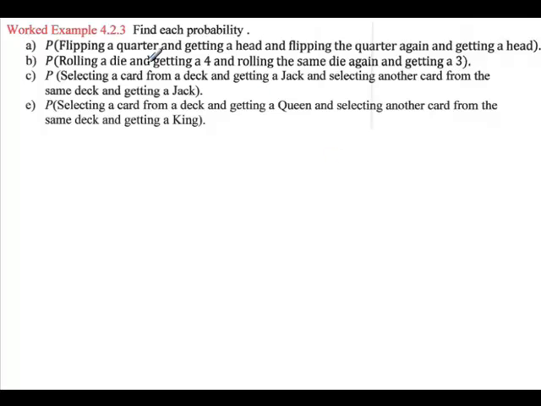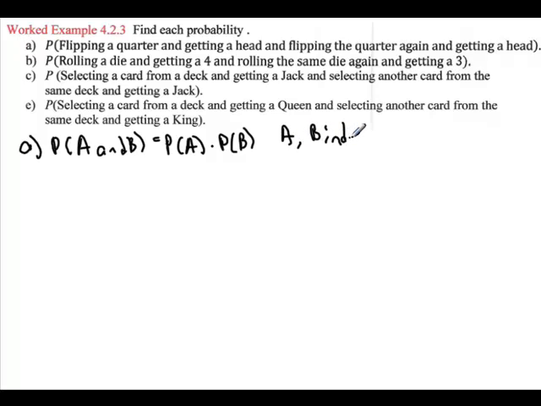Find each probability. A, the probability of flipping a quarter and getting a head, and flipping the quarter again and getting a head. We decided in the last exercise that these two events were independent. And what we're saying in the notes is that if you have independent events, then probability can be found by taking the probability of A and B and applying the formula: probability of A times probability of B. And this is for A, B independent.